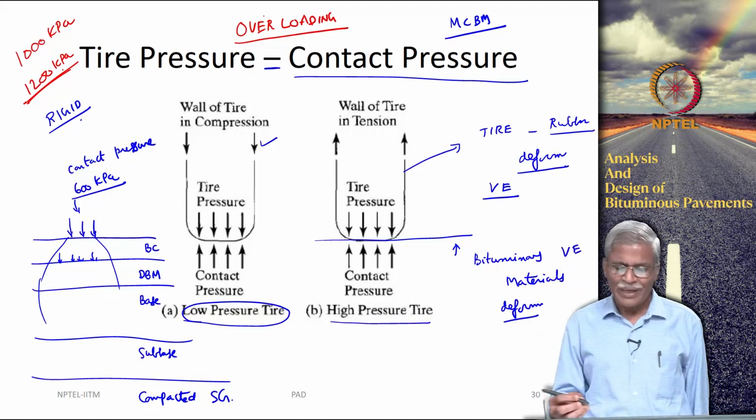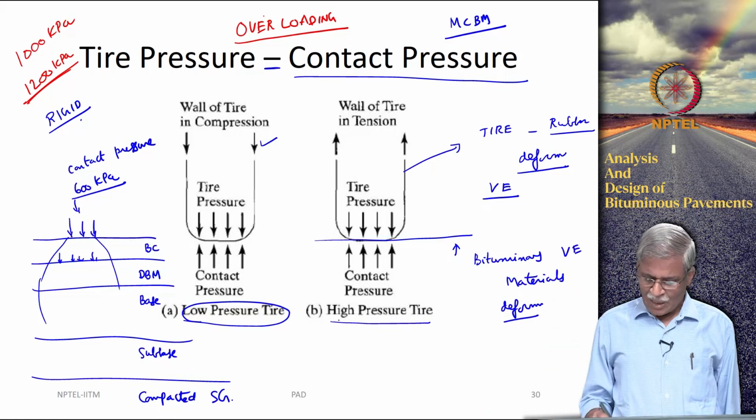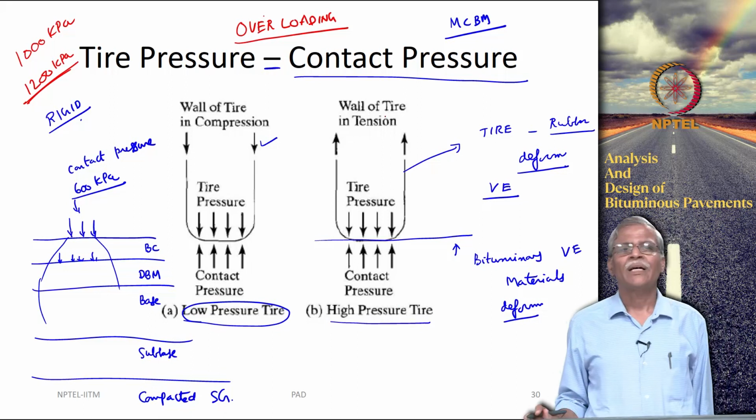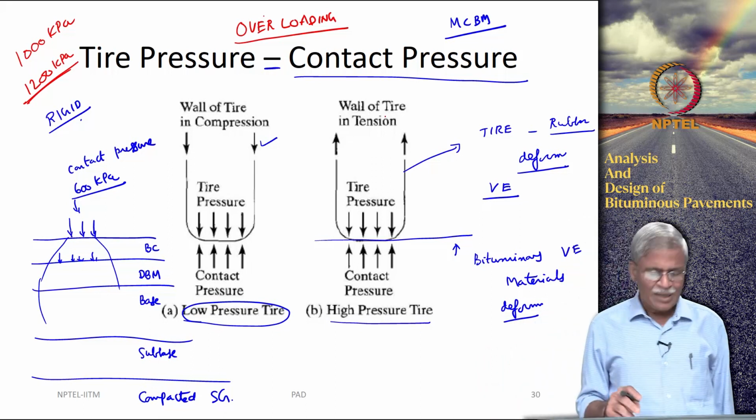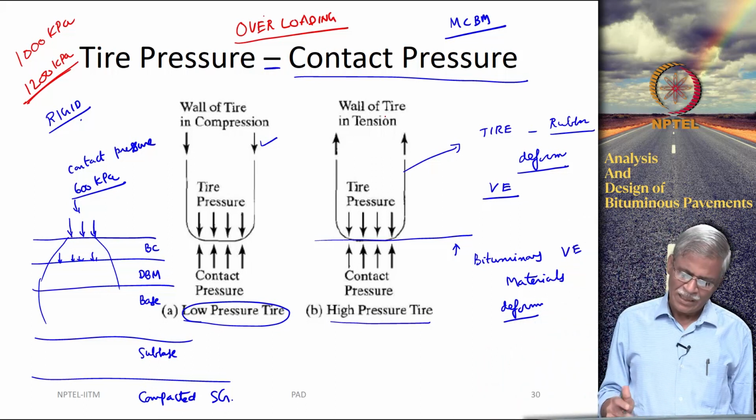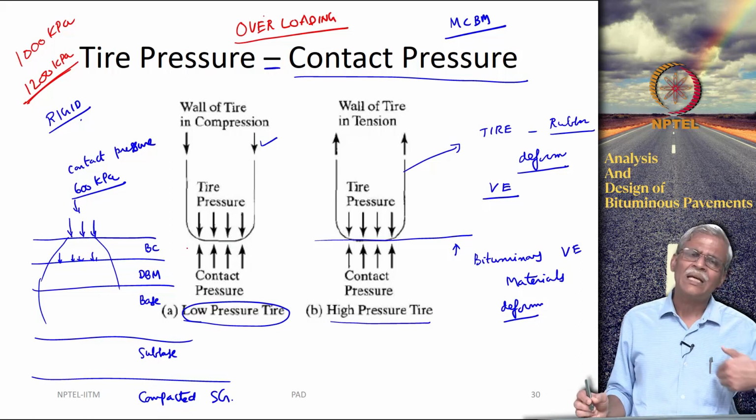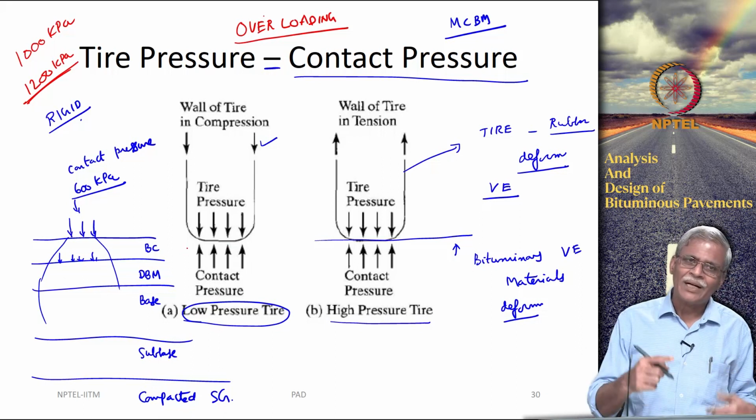So, now come back to this. You are going to see that if you have a high pressure tire, the walls of the tire are going to be in tension, and if you have a low pressure tire, the walls of the tire are going to be in compression, resulting in a contact area which is more.